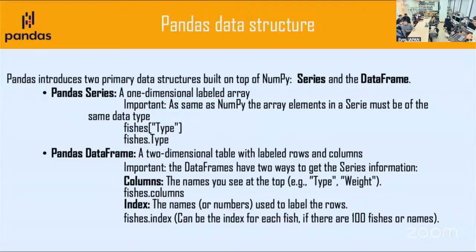Second, the Pandas DataFrame. The Pandas DataFrame is all the data that you have in the table in your data. This DataFrame has the columns, so the type, the weight, and the index. The index will be the zero index row. You know, so for example, it can be names or numbers. For example, if you have 100 fishes and the name, for example salmon 1, you will have this data there, salmon 1 or whatever you have.